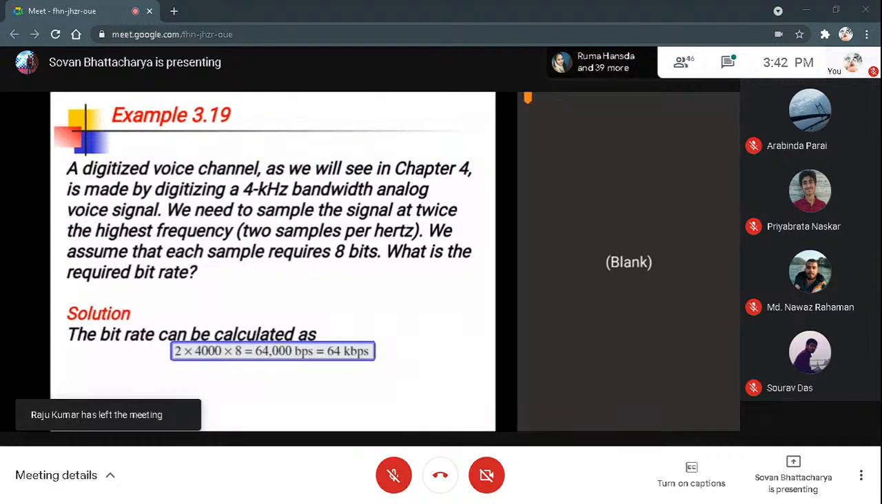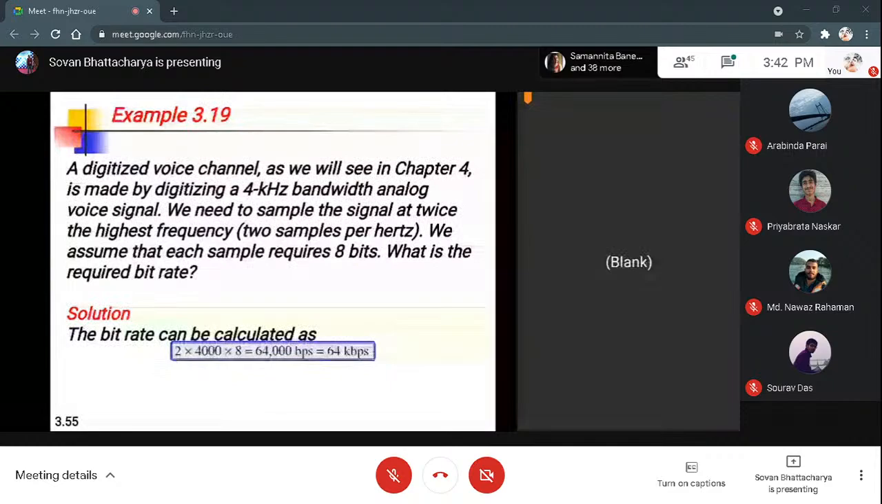The total bandwidth is 4 kilohertz, which means 4000, and the total takes 8-bit data. Each sample will be 8 bit, and there are 2 samples per hertz. So we multiply, and the total is this much bps, bits per second. Now from this you have to calculate kbps, dividing the bits per second to get kilobits per second.